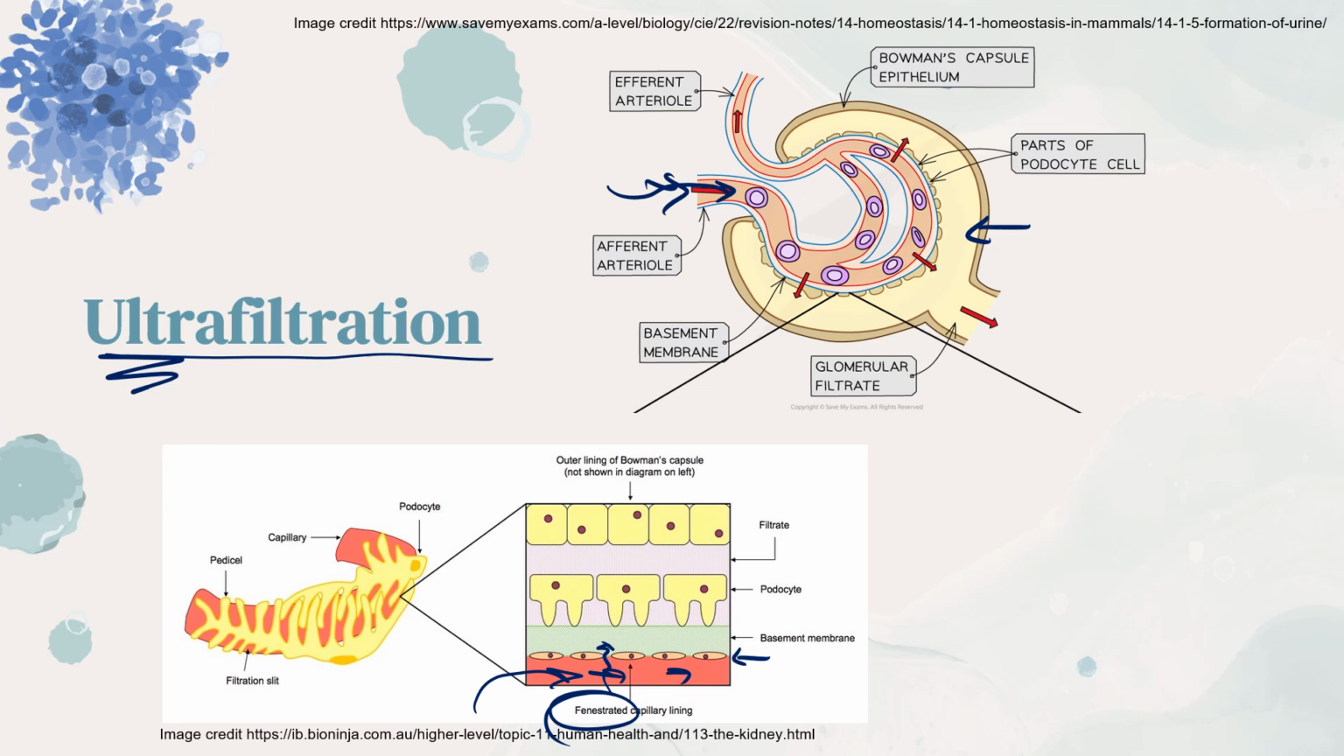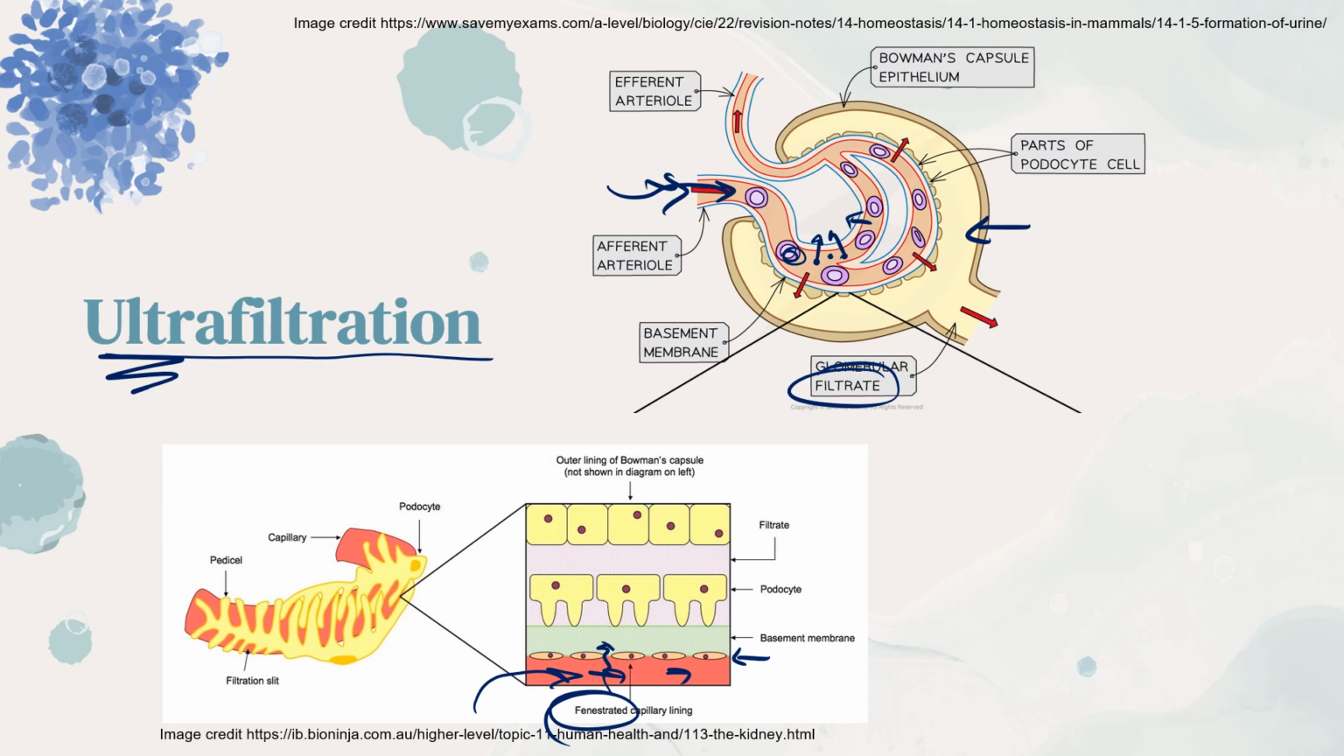Not cells. Cells are too big. Not protein molecules. Proteins are too big. But water and salt and glucose and that urea molecule, these guys are all small enough. They are going to ooze out of the capillaries and then into Bowman's capsule. They become part of the filtrate.